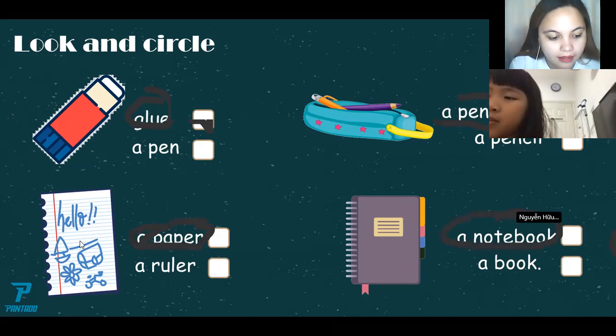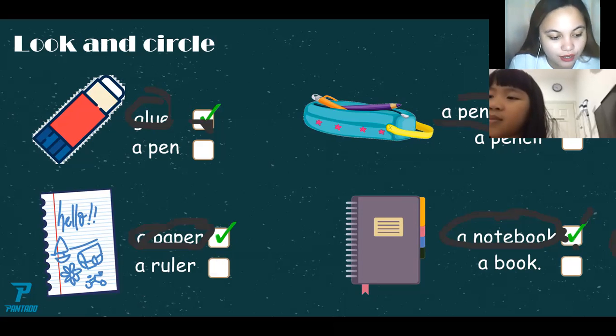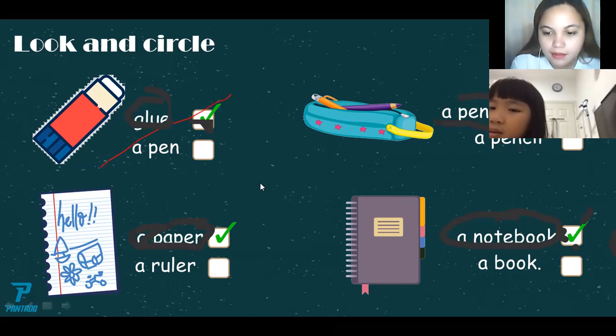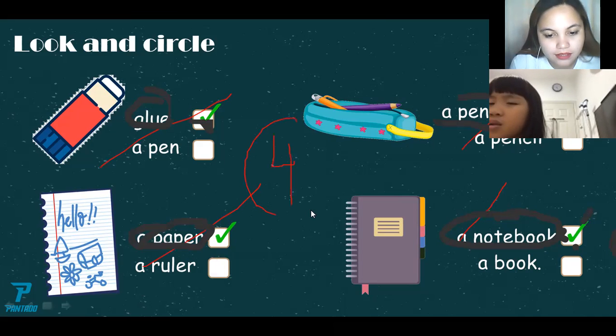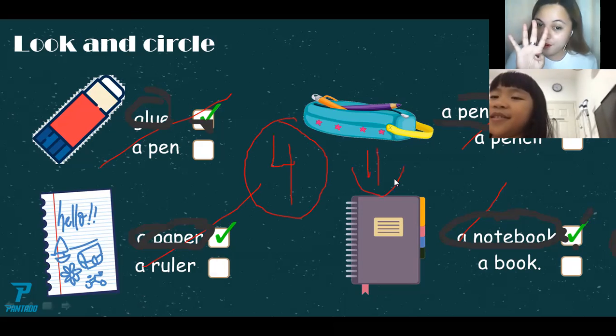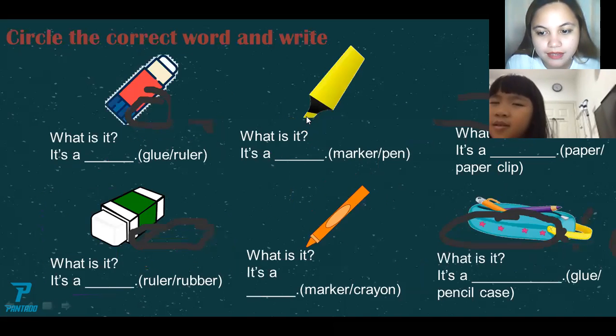Okay, very good. Now let us check. A pencil case, a paper, and a notebook is correct. Very good. Okay, so in this activity, Alina, you got 4 points. Good job. 4 points. Next one. Okay, now Alina, let's have this activity.